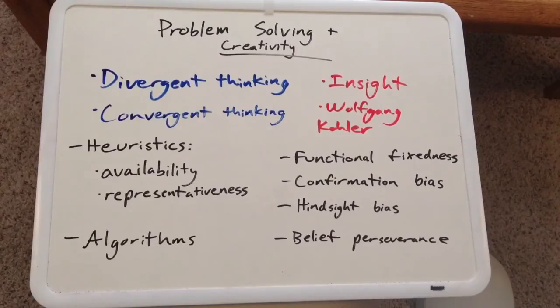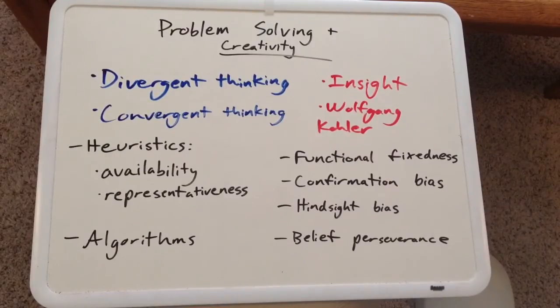Functional fixedness, this is a vocabulary term that's always on the AP test, it seems. Say you're in a rainstorm and you don't have an umbrella, but you have a newspaper with you, and you're thinking, man, I wish I had an umbrella, when you don't even realize that you could, in fact, use the newspaper as an umbrella of sorts by just holding it above you. You're fixed on what the normal use of the object should be. So that's functional fixedness. Confirmation bias, that's just our brain's tendency to prove our own hypotheses.